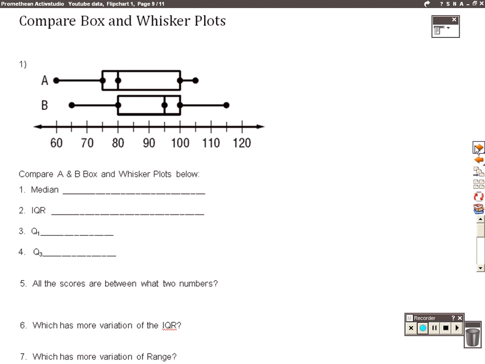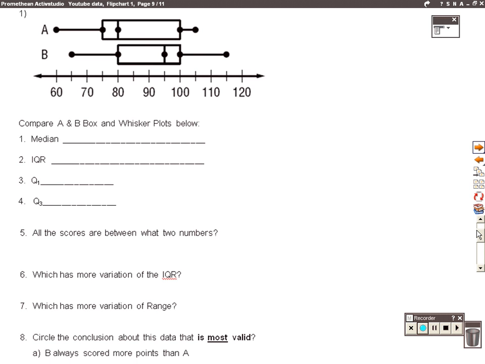Looking at the next example, if you turn the page in your packet, they're going to ask us some questions that we're going to use the box and whisker plots to compare. We have two box and whisker plots, and we're going to compare this information. The first thing they ask us to identify is the median for each box and whisker plot. So the median for box and whisker plot A is 80, because again, this is the median, and I go down and I see that it's 80. And the median for plot B is 95. So B has a higher median.